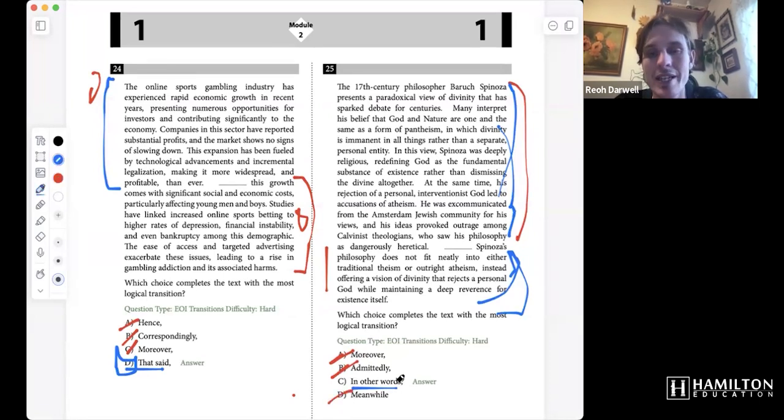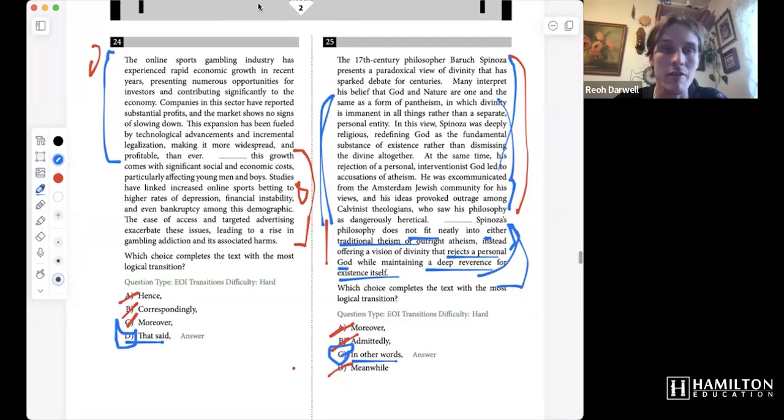How do we know that we're restating this? So this says that he's hard to pin down, atheist, pantheist. And here it says that he doesn't fit neatly into either. Instead, offering a version of divinity that is deeply reverent, yet rejects a personal God. So, God, he's so good. Spinoza, check him out. Anyways, that's how we arrived at C for 25.